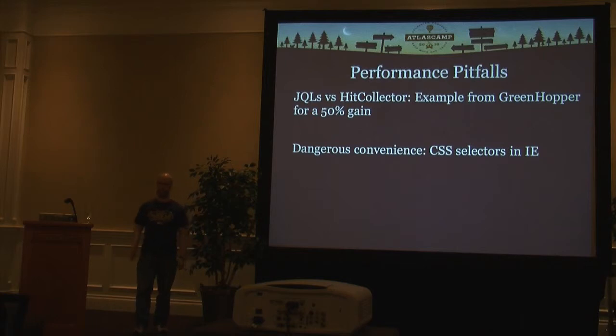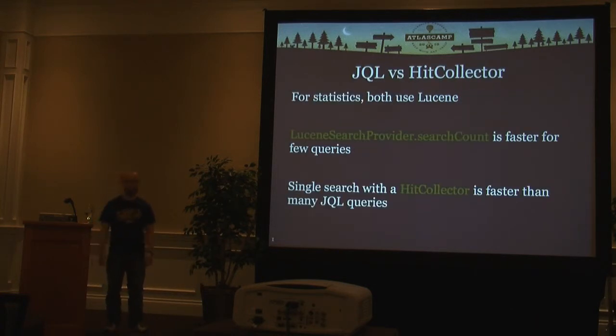The second thing I'll talk about are CSS selectors. If you remember from Don's last presentation, he's been using that in Selenium, to find through jQuery to find particular elements. So CSS selectors are a fairly convenient feature of most modern JavaScript frameworks. But there are some performance issues with these things, and profiling is a good way to find this out. But first, I'll go into JQL and hit collector.